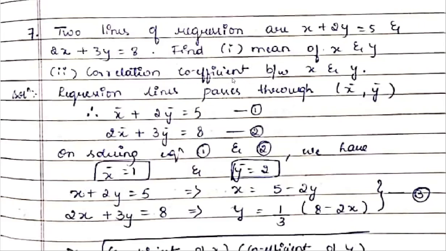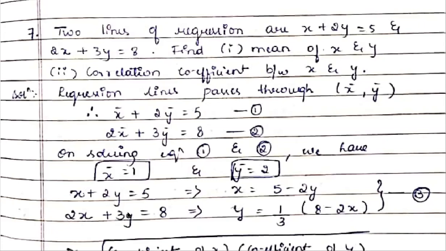The second one is asking you to find r. To find r, as I said, take the two lines, find x and y from these two equations. So I've taken the two lines, x plus 2y is equal to 5 and 2x plus 3y is equal to 8. I'm trying to find x in terms of y and y in terms of x. That is the lines x on y and y on x. So what is x from this? x is equal to 5, and 2y will be shifted to the right side, making it minus 2y. So x is equal to 5 minus 2y. And from the second one, you should find y.